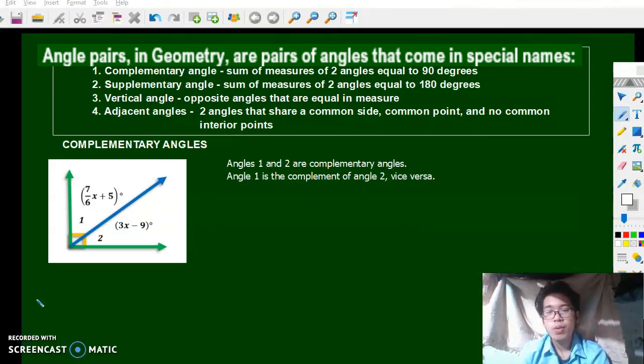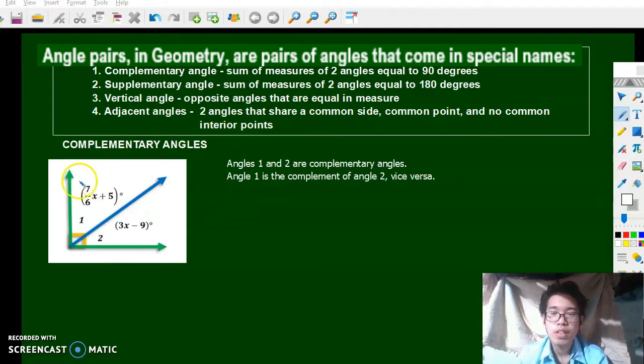Okay guys, so for the complementary angles here given on the left side, we've already established that angles 1 and 2 are complementary angles because of that square symbol that we see there at the vertex of the two opposite rays. So we want to find the measurement for angles 1 and 2 for this problem. So how do we find the measurement of angles 1 and 2?